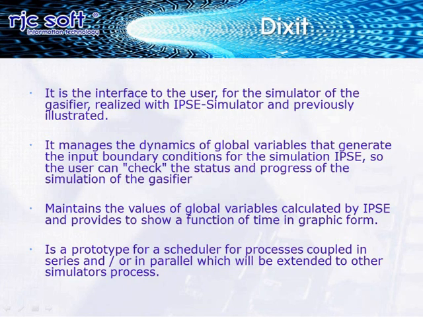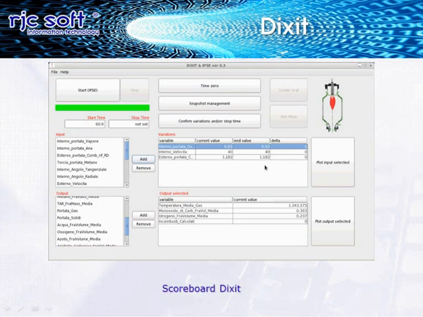Here you see the main screen of Dixit. There are controls for the timings of the beginning and the end of the simulation. It has the selection of input variables to the simulation to be assigned, as well as the selection of the output variables to be displayed.